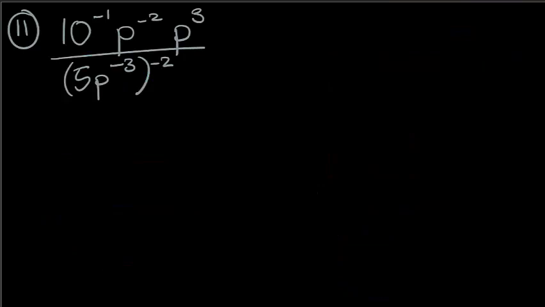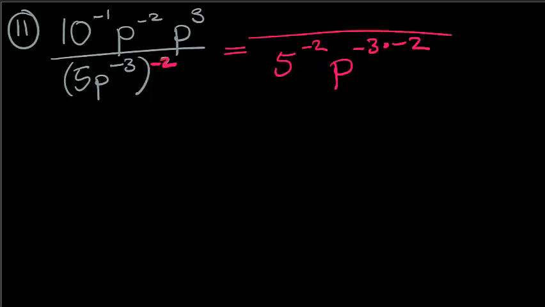Question 11. Let's work with our exponent outside the bracket first. So what happens in my denominator is I'm going to have 5 to the power of minus 2, p to the power of minus 3 times minus 2. And in my numerator, I'm going to have 10 to the power of minus 1, p to the power of minus 2. It's definitely p. So p to the power of 3. That is my numerator and my denominator.